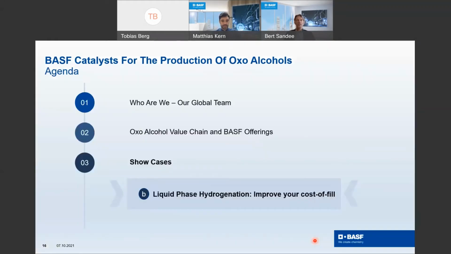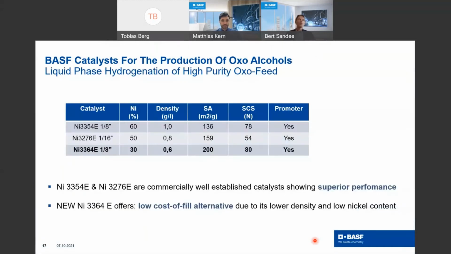Shifting gear now to the liquid phase hydrogenation, where we give you a glance of the performance of our nickel catalyst. So mainly this is a Mitsubishi process, and our workhorse catalyst there is the nickel 3354. It is a 60% nickel with a density of 1, and this is the state-of-the-art catalyst. We are market leader in that segment. And I will show you on the next slide some laboratory experiments, what it can do.